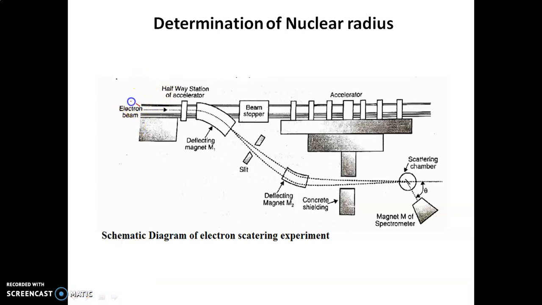So this is the electron beam. This beam comes in, it's been accelerated, and we have deflecting magnets here. Now what is a deflecting magnet? You know that a charged particle, when a magnetic field is applied, then there is a force on it, so it gets curved like this. So it is in a circular path, it comes like this.